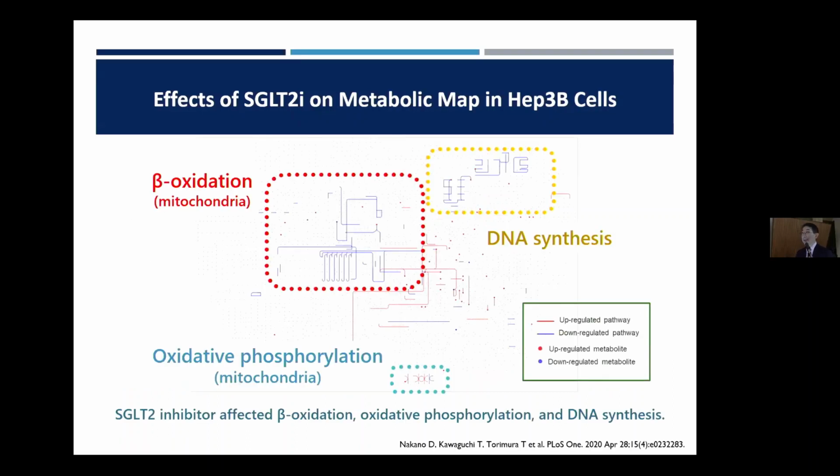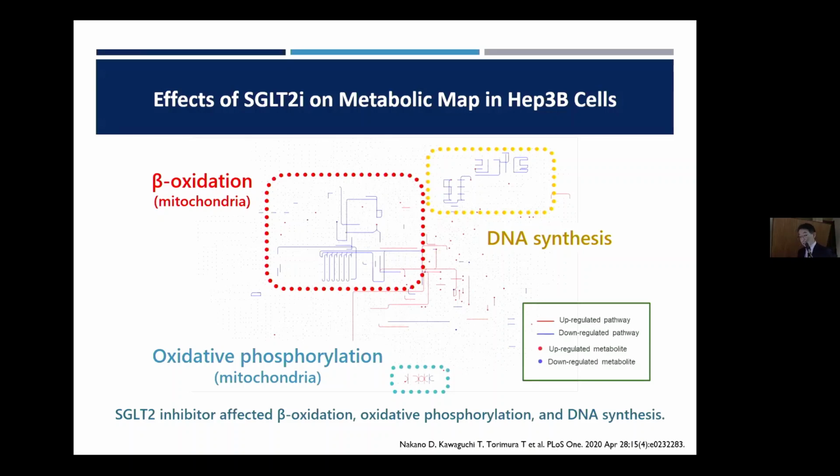Then we investigated how the SGLT2 inhibitor suppresses cell proliferation in HCC by using metabolic analysis and proteomic analysis, two multi-omics analyses. We summarize the data in a single map here. The blue line shows a downregulated pathway, and blue dots show downregulated metabolites. In contrast, the red line shows an upregulated pathway, and red dots are upregulated metabolites.